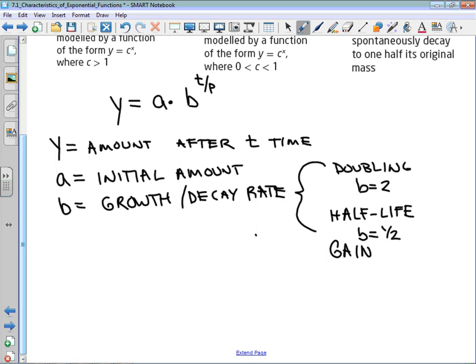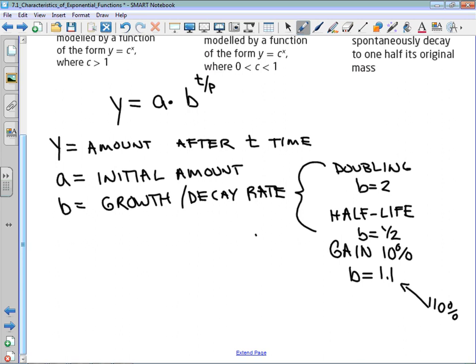Let's say an object is gaining 10%. Then what B would be is 1.1. Now, what this number really is, is 110%, because if I gain 10%, I still have my initial amount. So if I go to the bank and put $100 in today, and they say, okay, in a month I'm going to give you 10% interest, which is fantastic, do that if you can.